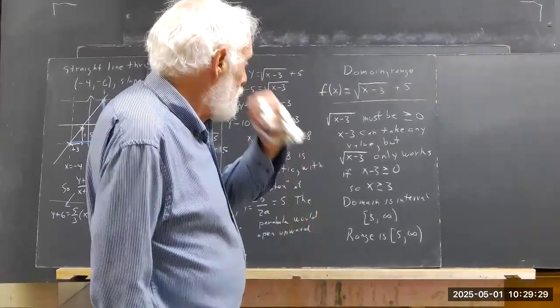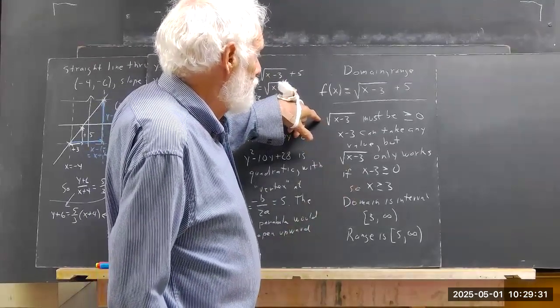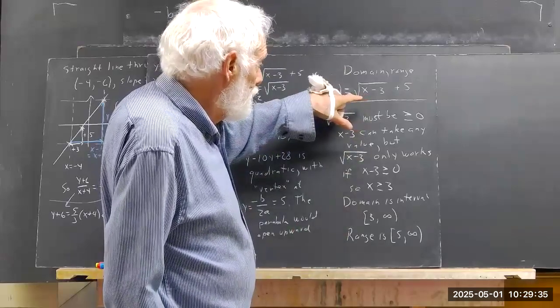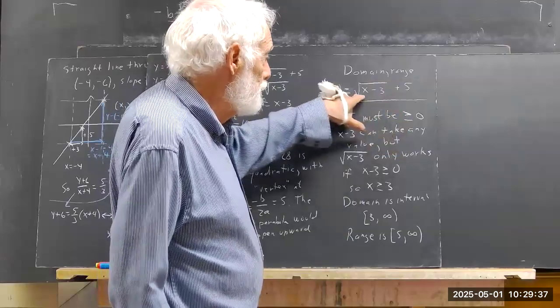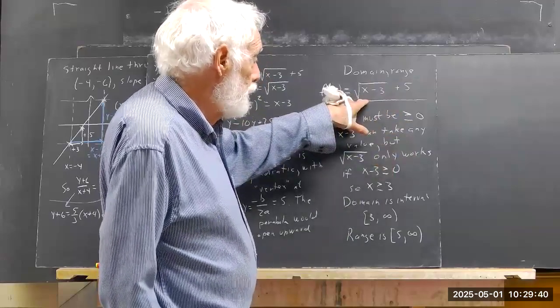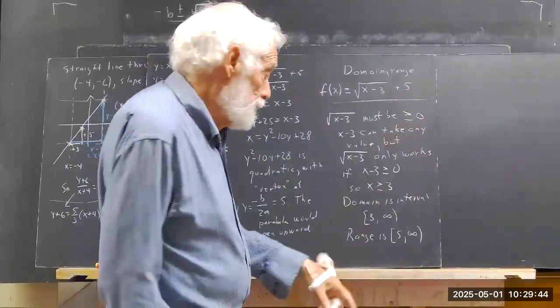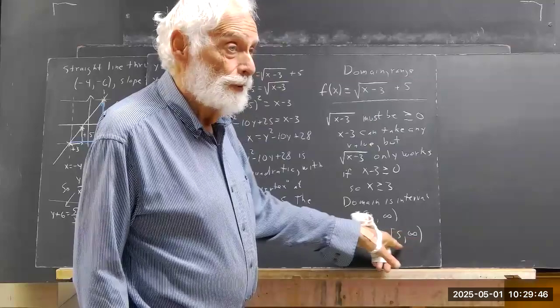Then, coming back to our observation that x minus 3 has to be positive, that means it has to be non-negative. It can be 0 or anything greater than 0. But if you add 5 to something that can be 0 or greater, you're going to get something that can be 5 or greater. And there's your range.